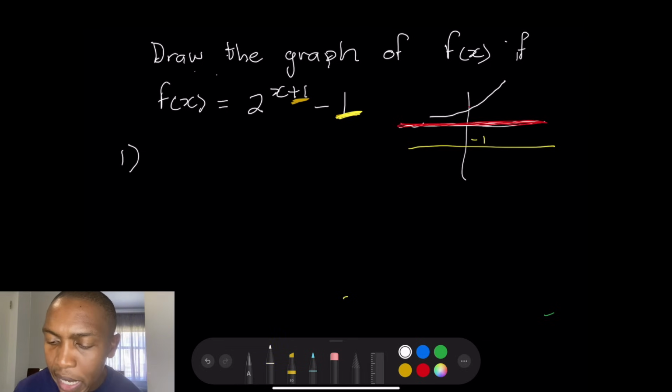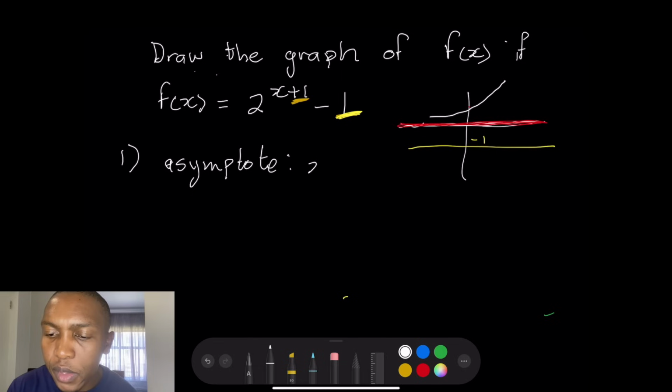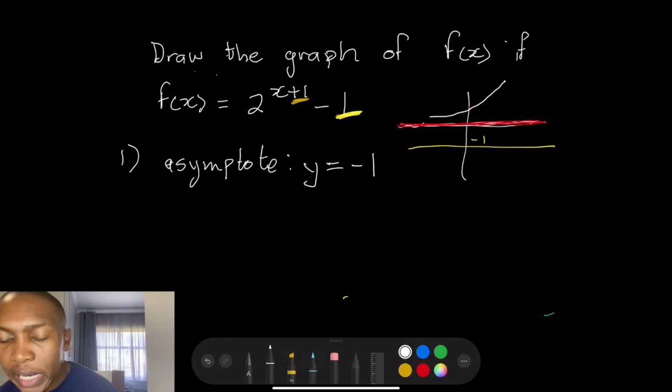So what is going to be our asymptote in this case? We start with our asymptote. So our asymptote is going to be at y is equal to -1. Okay, so this is where our horizontal asymptote lies.